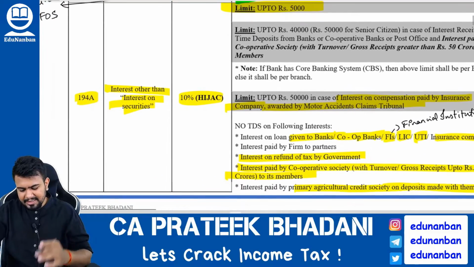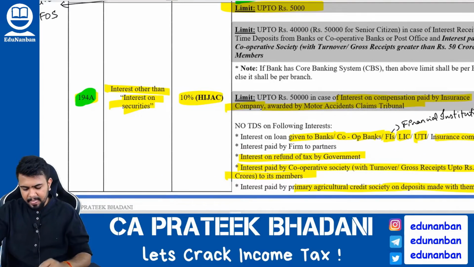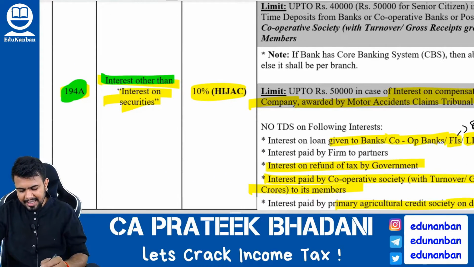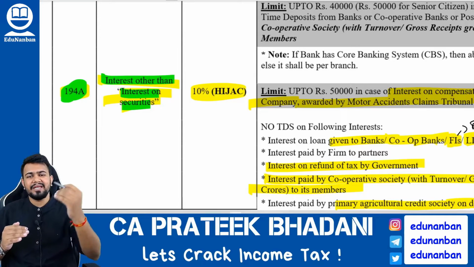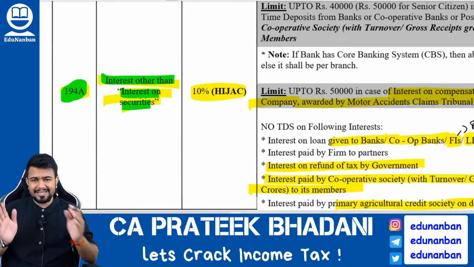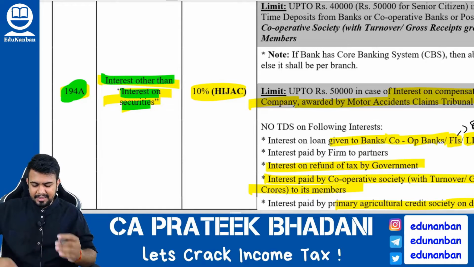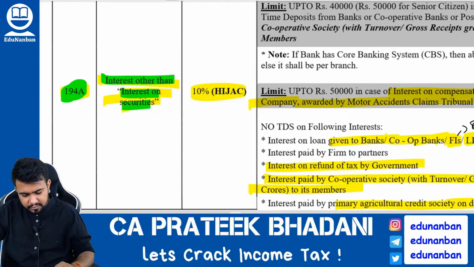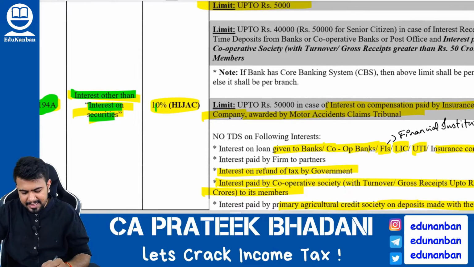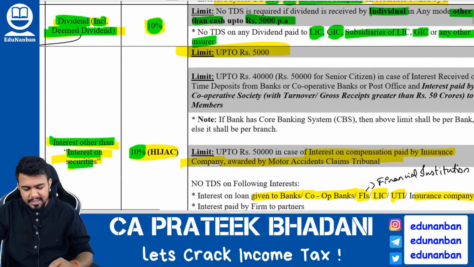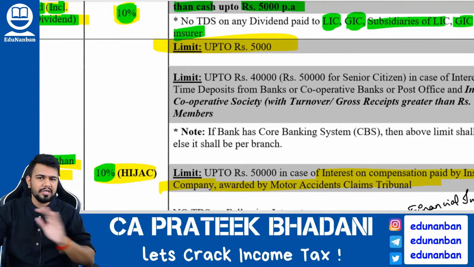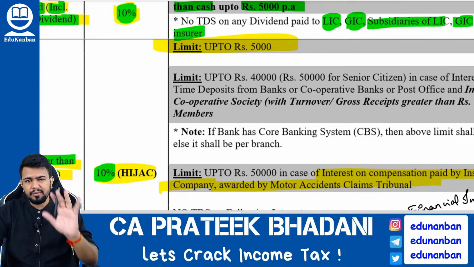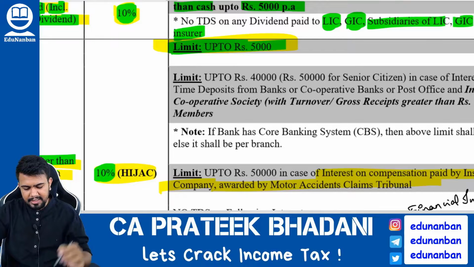Next, let us discuss section number 194A. 194A talks about interest other than interest on securities. So interest on securities we discussed in 193. Now we are discussing interest other than securities. Okay. What is the TDS rate? TDS rate is 10%. Is there a limit? Answer is yes. If the interest amount is up to 5,000 rupees, no need to deduct the TDS.